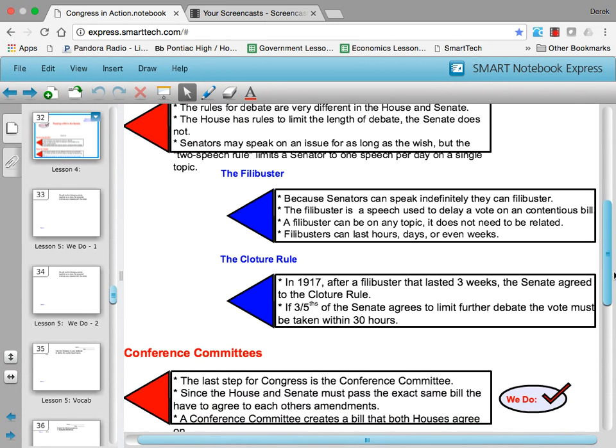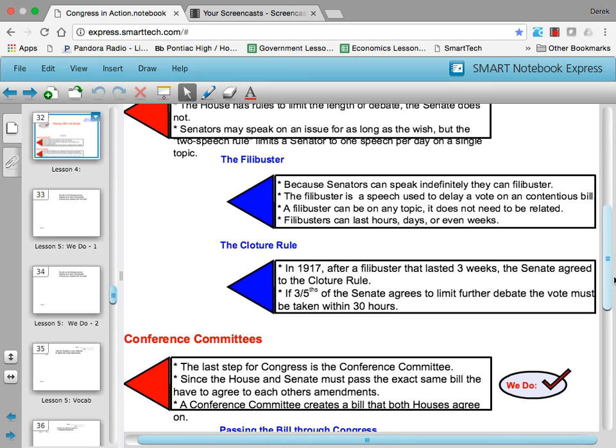All right, conference committees. We've talked about conference committees twice before. We're doing it again because it's important. Know this one. Conference committees are the last step for Congress on a bill. And this is where the House and the Senate get together to try to figure out the differences between their two bills. This is done because they have to pass the exact same bill with the exact same words.